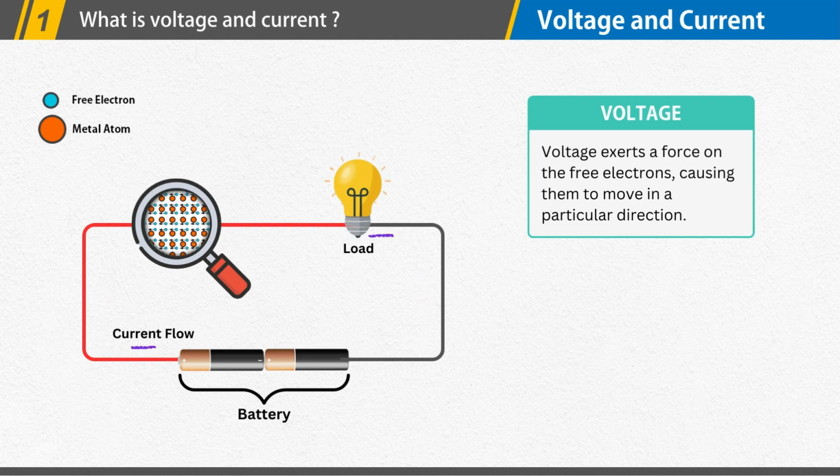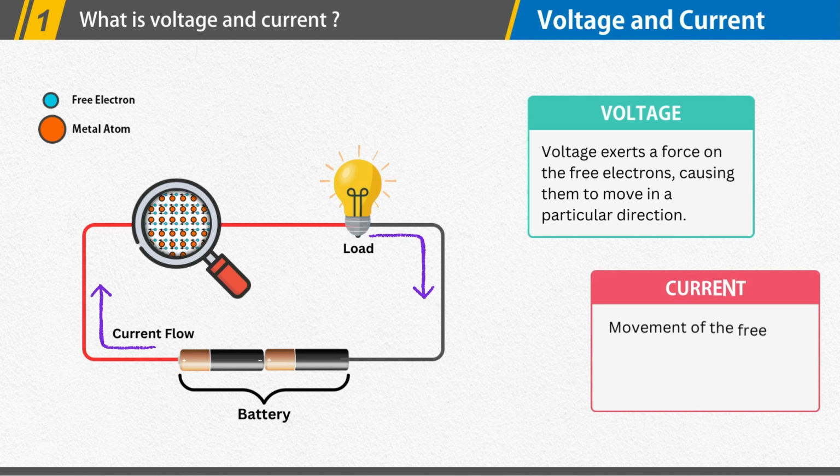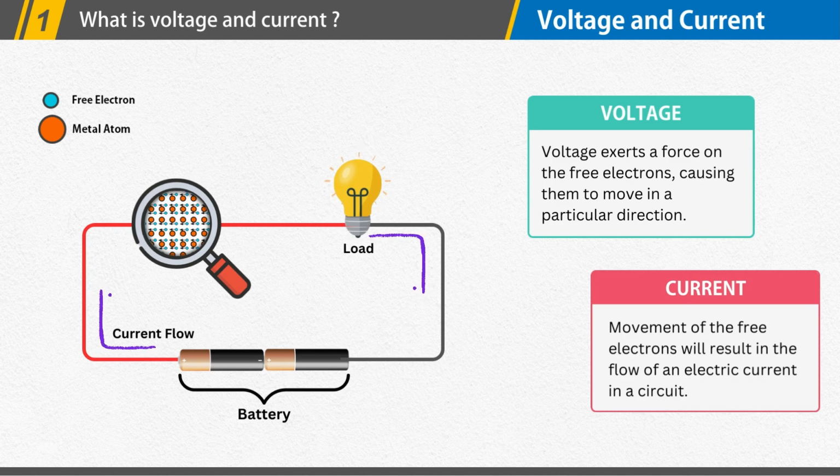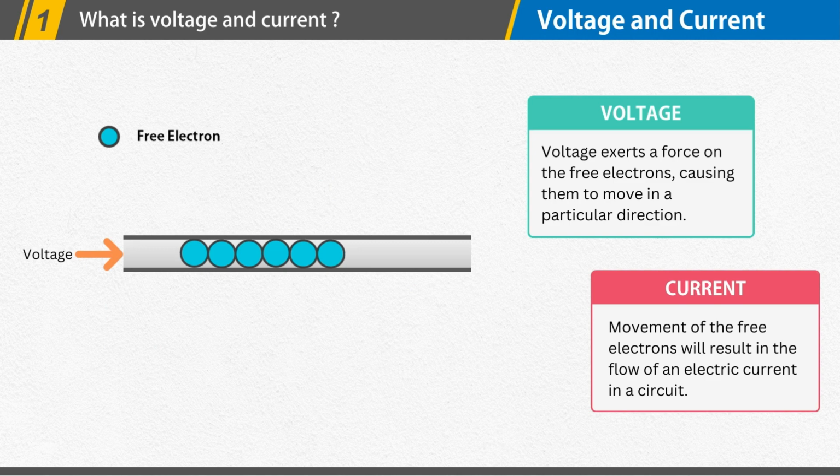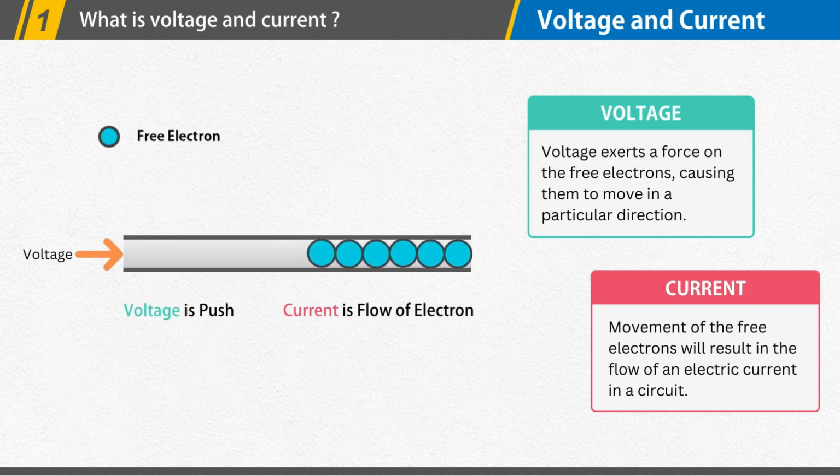If the conductor is part of a closed circuit, the movement of the free electrons will result in the flow of an electric current. The amount of current that flows through the conductor is proportional to the voltage applied across it, according to Ohm's law. So to put it simply, voltage is a push, and current is the moving electrons created by that. I think the basic concept of voltage and current is clear. We will take the help of an analogy to understand it more easily.